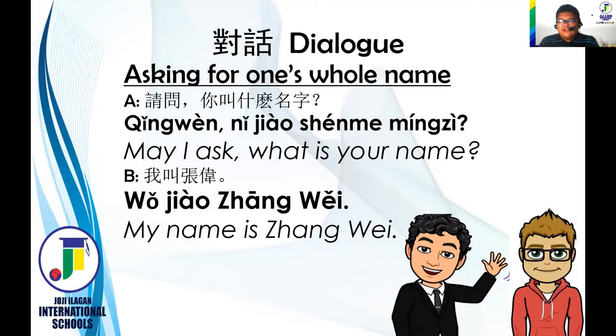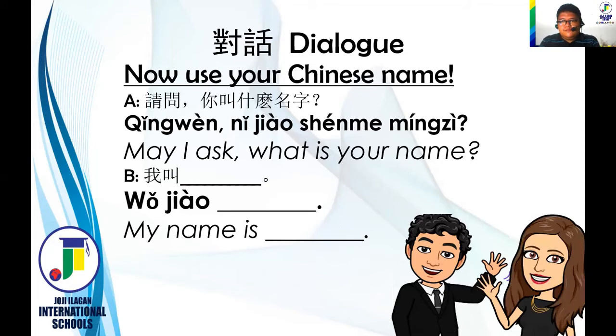Let's see the answer of B. Let's hear it. 我叫张伟. This means my name is Zhang Wei. So this person, B, his name is Zhang Wei. How do we analyze this particular dialogue?